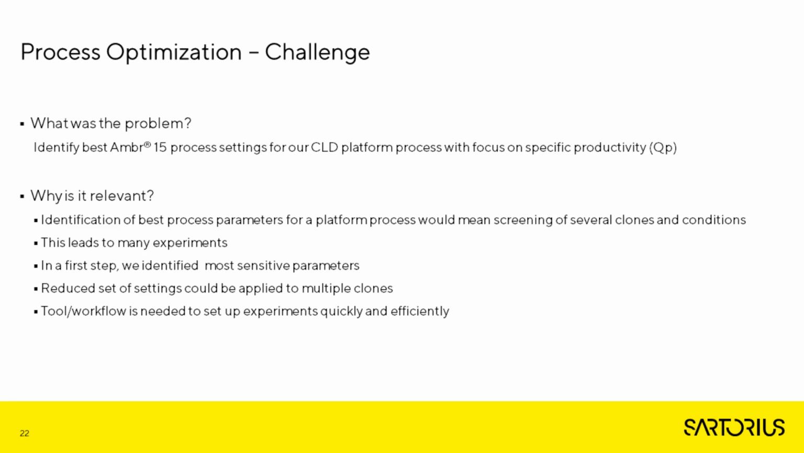to many experiments. So in the first step, we identify the most sensitive parameters that may affect QP. And in the second step, a reduced set of settings could be applied to multiple clones. As I mentioned before, such an approach leads to many experiments, which first of all have to be planned, since lots of conditions have to be tested. Then they have to be conducted and further analyzed. So to minimize the effort and save time and resources, a tool or workflow is needed to set up experiments quickly and efficiently.